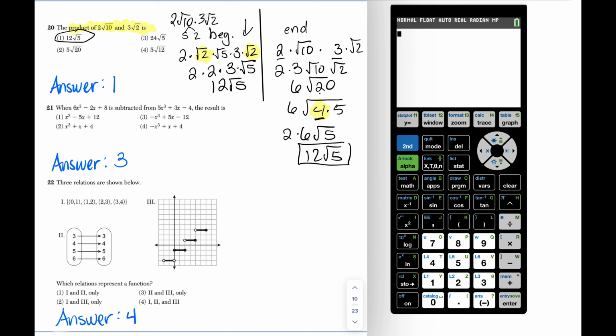Number 21, you're just subtracting. I think I have enough room for this one. So let me just move this over. I like to stack things. It says when 6x to the third power minus 2x plus 8 is subtracted from, that's important. So I'm going to take it from the other one. So I'm going to put this on top: 5x to the third power plus 3x minus 4.